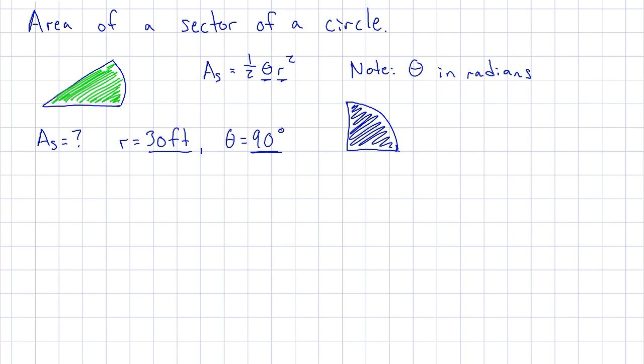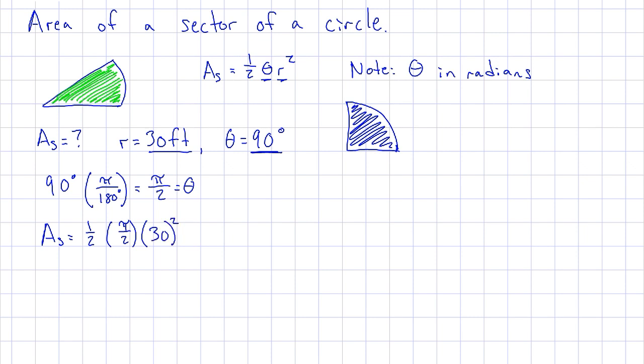Theta, I need to convert that into radians. So 90 degrees times pi over 180 will convert into radians. So that'll be 90 divided by 180 as 1/2, so that'll be pi over 2. That is theta in radians. I'll go ahead and plug this in. So the area of a sector is 1/2 times theta, which is pi over 2, times the radius squared. The radius is 30, so I'll have 30 squared.